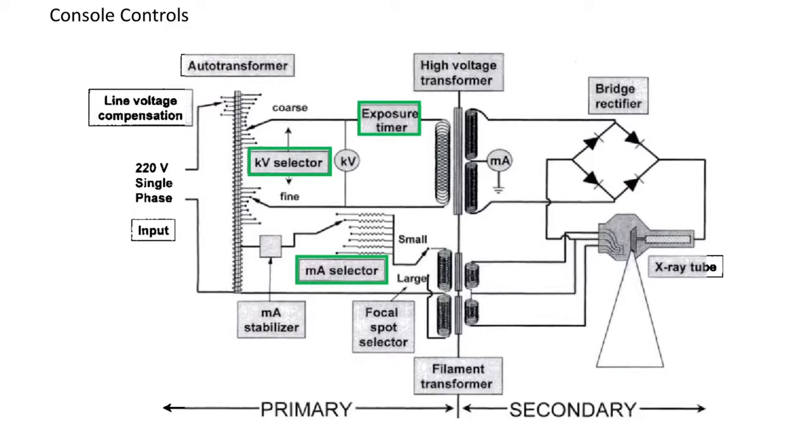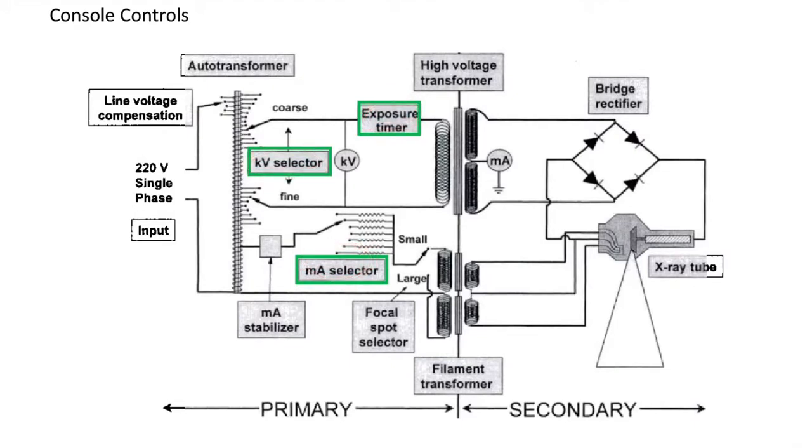And then finally, the other important control is the exposure timer. So not only are we interested in how much energy these X-rays should have and how many we would like to produce, but also for how long we want to produce them. So these three parameters are to be selected by the technician, and they do so by using these controls.